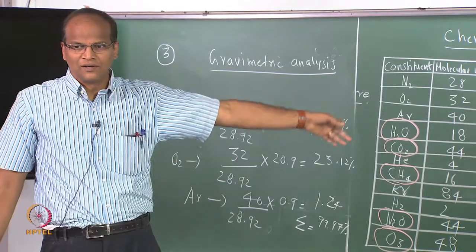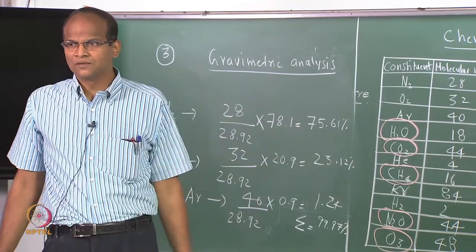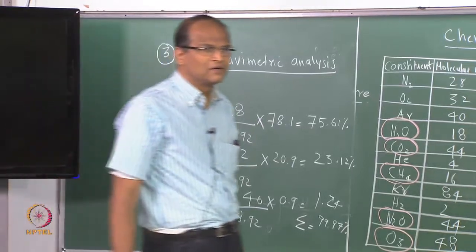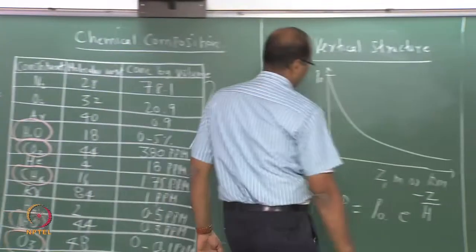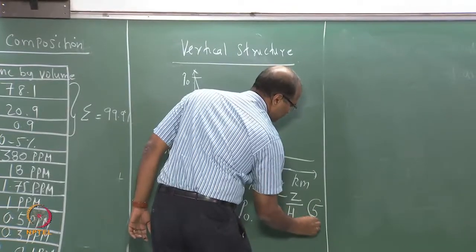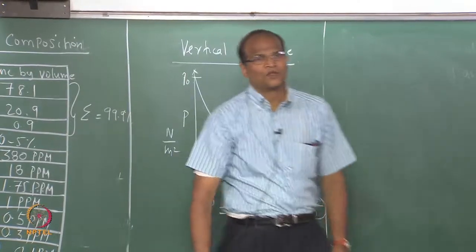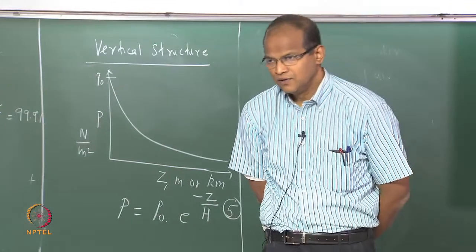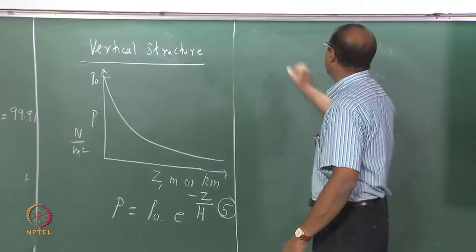What will be the equation number for today's class? 5? Okay. So the pressure decreases exponentially with height, okay, and H is called the e-folding depth.